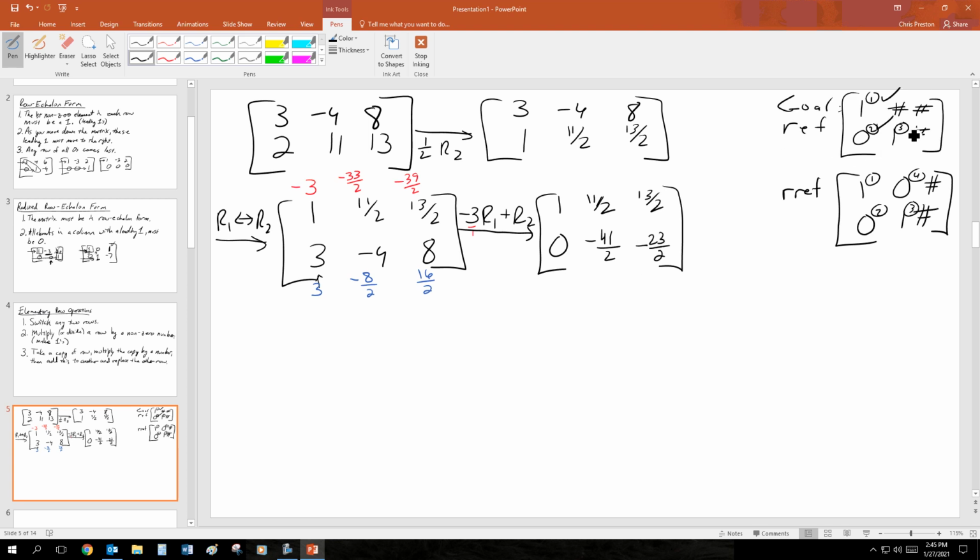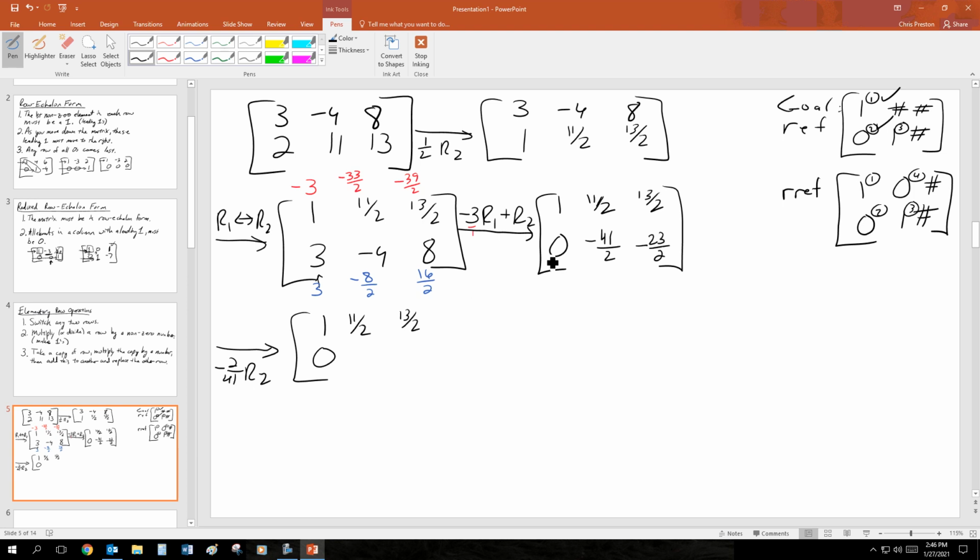My third goal is to get this -41 over 2 to be a 1. And the way you make something a 1 is you multiply it by its reciprocal. So I'm going to do the reciprocal, -2 over 41 times the second row. So that top row is going to stay the same. And this bottom row, well, 0 times anything is still 0.